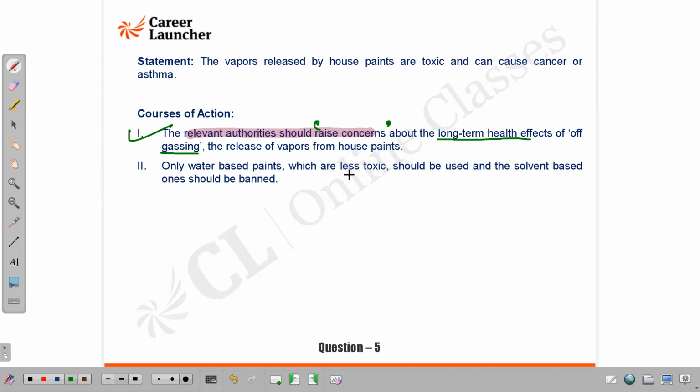Only water-based paints, which are less toxic, should be used instead of solvent-based. Now, this becomes a problem. Water-based paints should be used. Fair enough. But only water-based paints? Now you're making things exclusive without prior intimation. What about the people who are based on it? So not practical, not effective, because it's impractical. Therefore, we'll go for the option A.